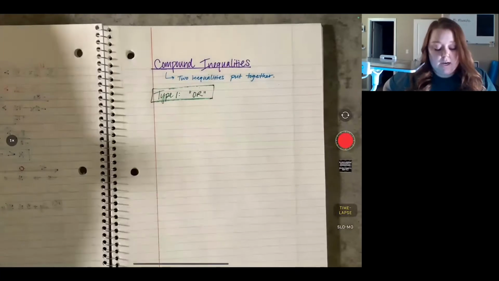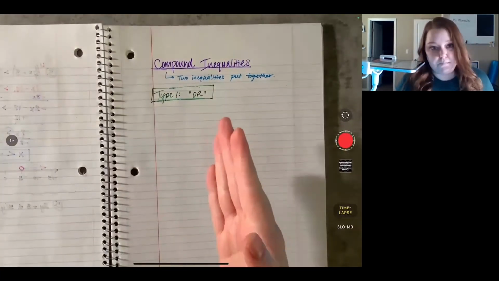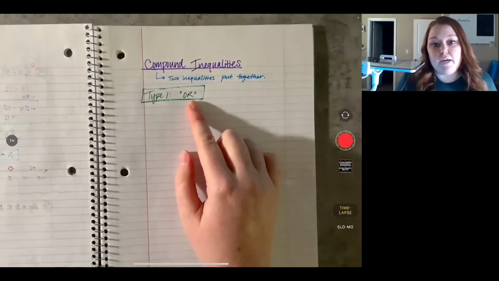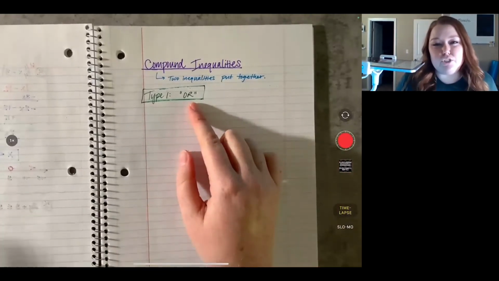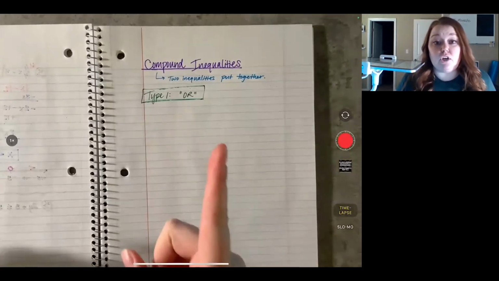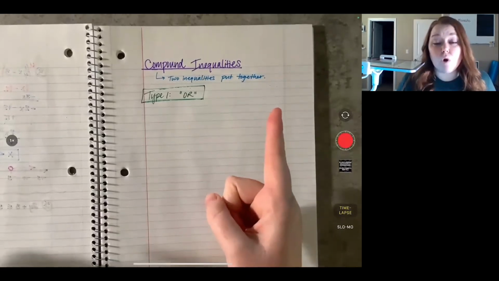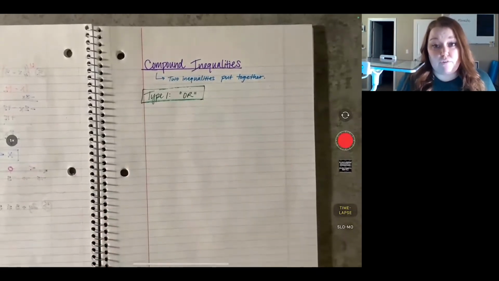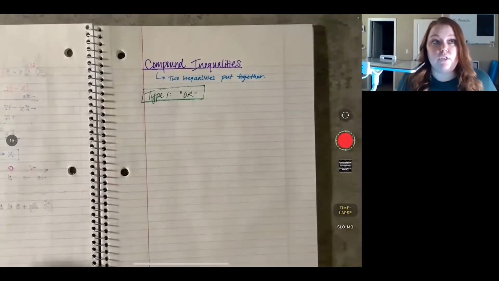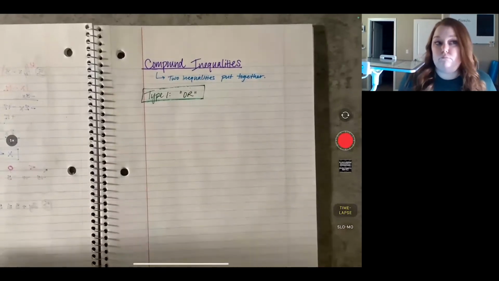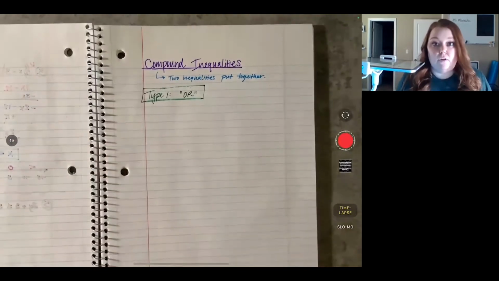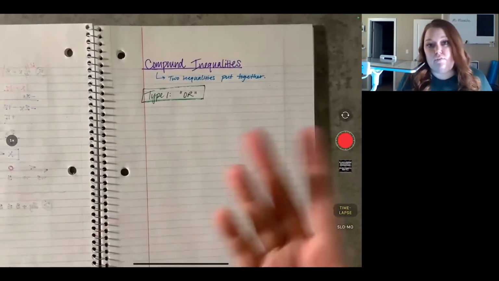All right, so let's just talk about this word or. This is the best way I can translate it into real life. Maybe your parents took away your cell phone, and in order to earn it back, they said, you got to clean your room or do the dishes to get your phone back. So you could clean your room and they'd give you your phone back. Or you could choose to do the dishes and they'd give you your phone back.